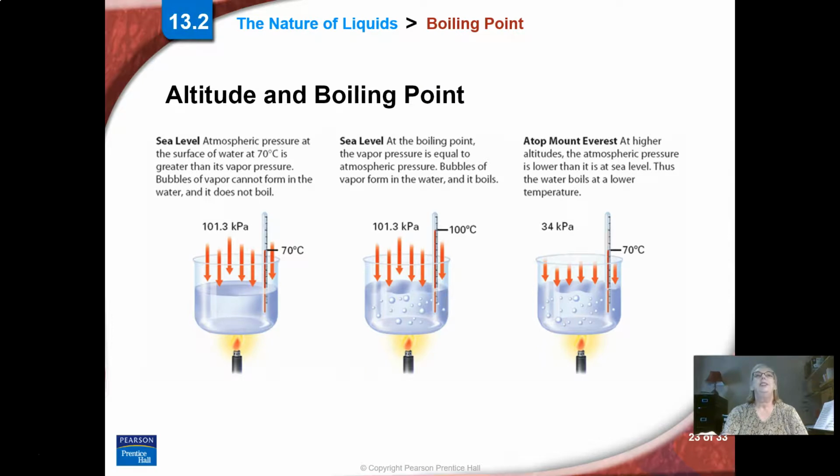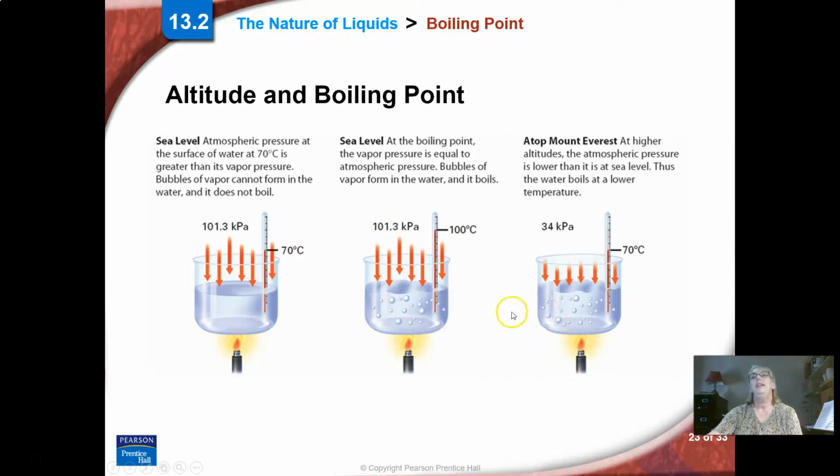So altitude will affect your boiling point. If you're at sea level and you have 101 kPa, remember that standard pressure pushing down, bubbles of vapor cannot form in the water. It does not boil. But once we get to 100 degrees, then we have enough kinetic energy for those liquid molecules of water to jump into the gas phase, so you see bubbles. And so then you'll have the boiling start.